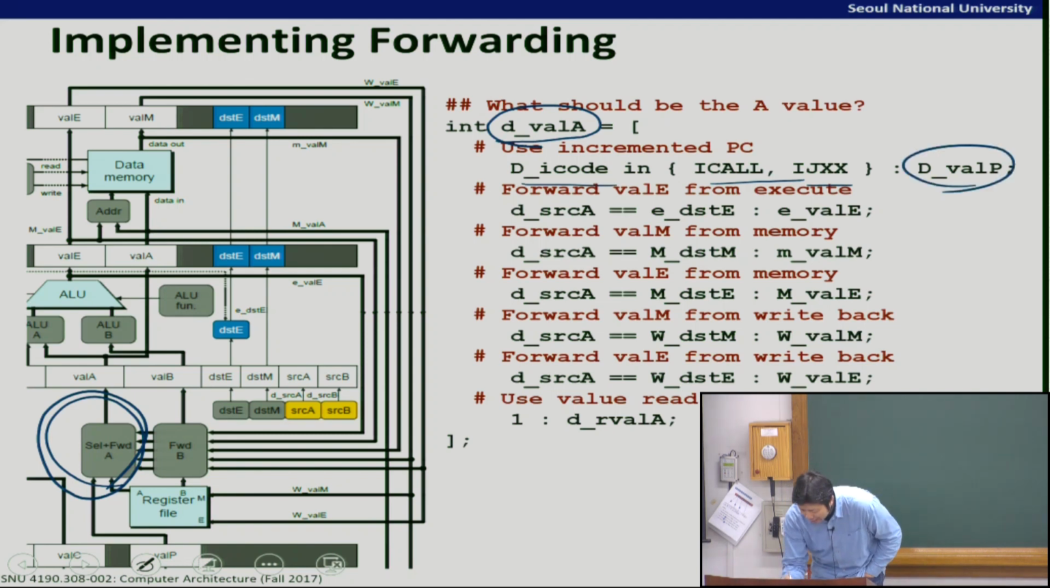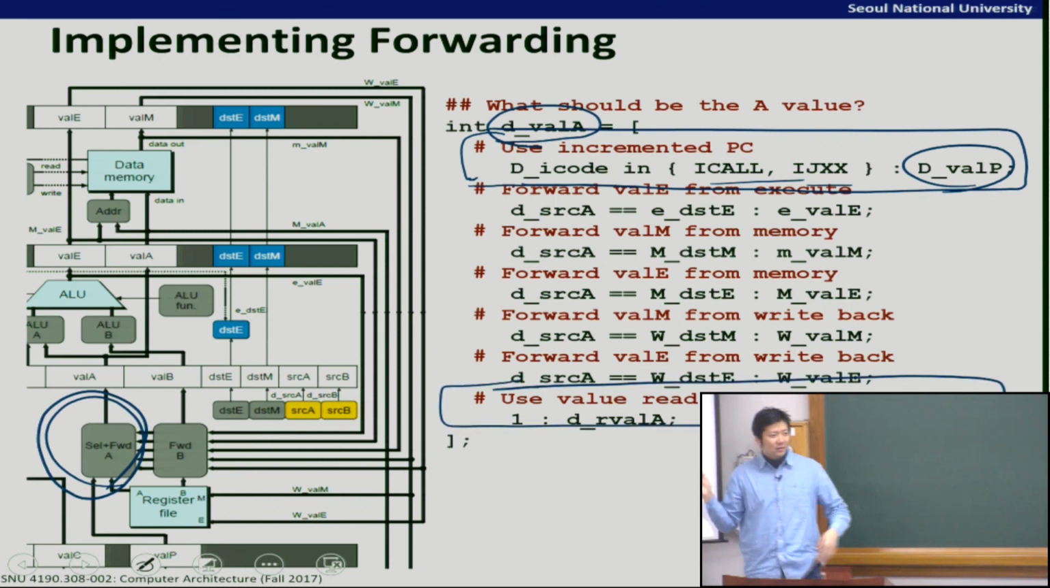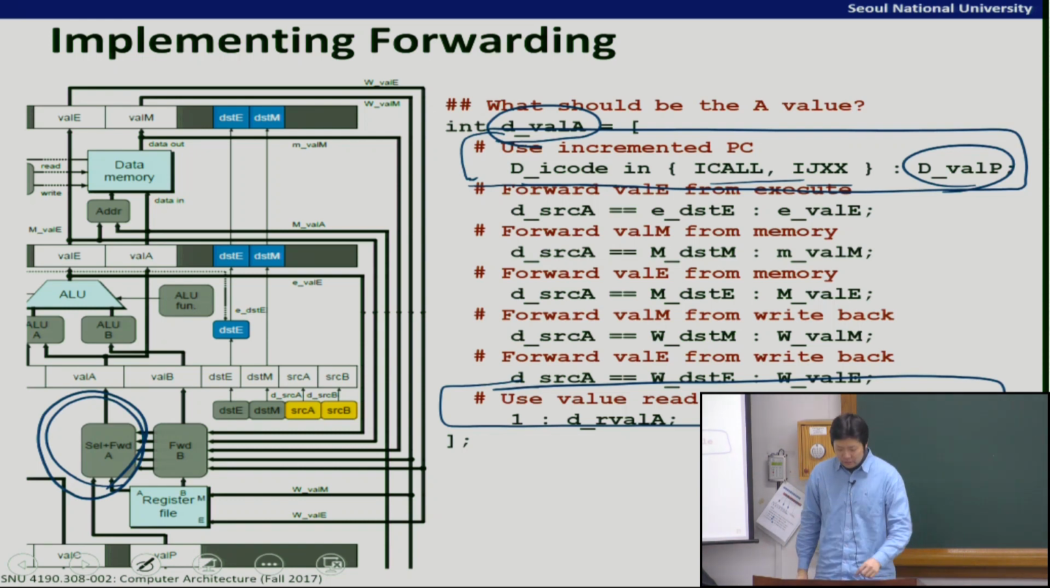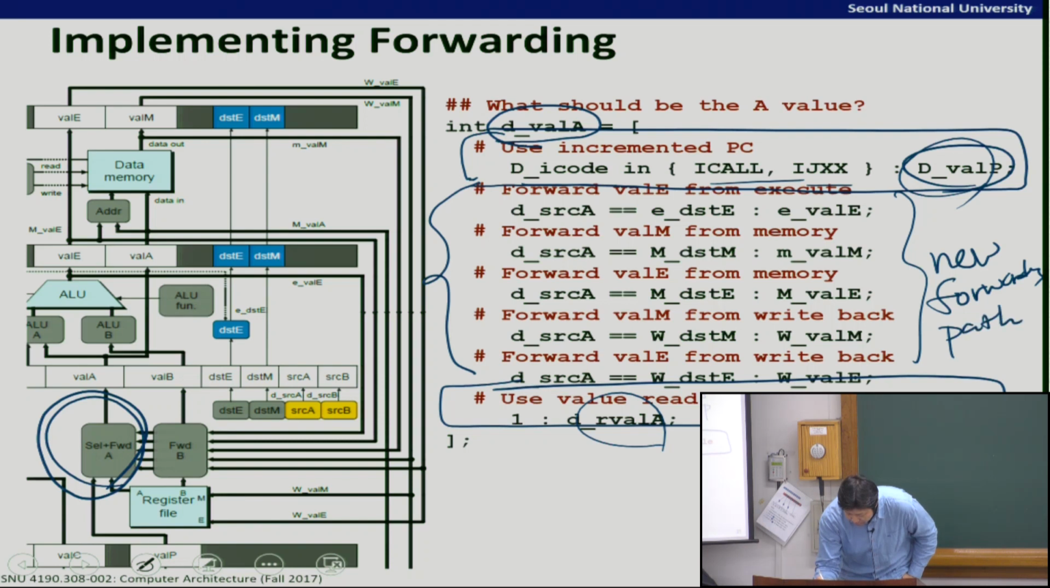So originally we only had these two. In our original pipeline, we only had this one and this one. If you recall, in your sequential SEQ implementation, val A is either val P or val A, depending on what the instruction is. But now we actually add this new forwarding path.